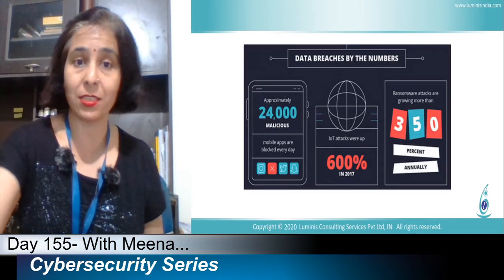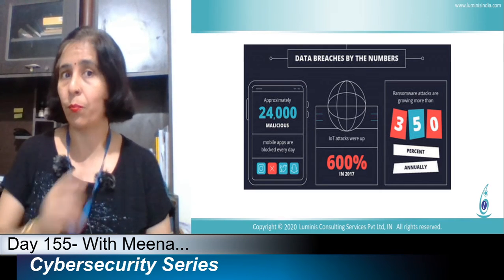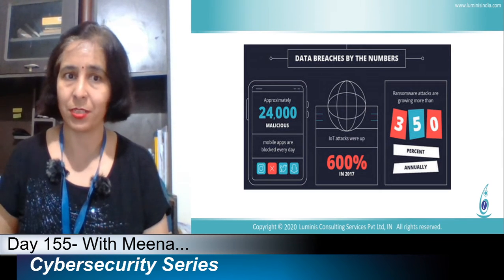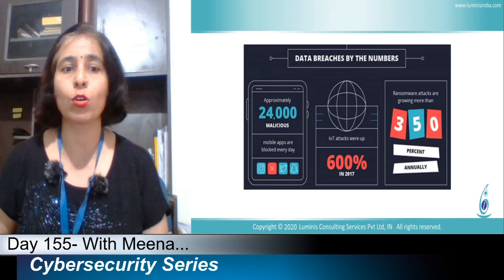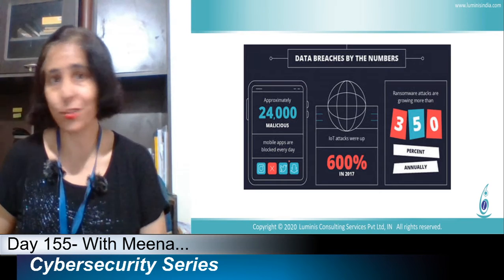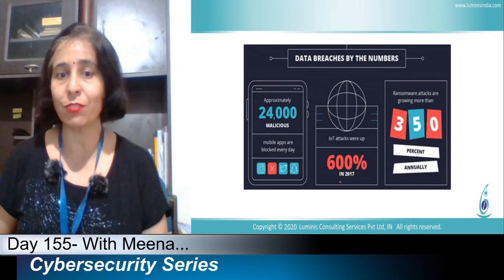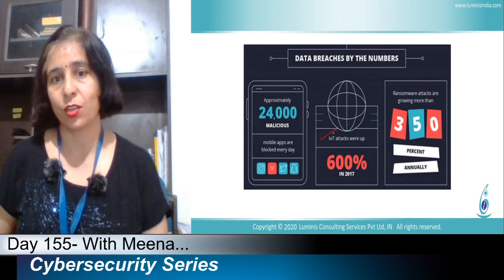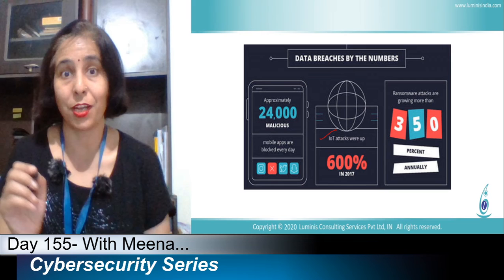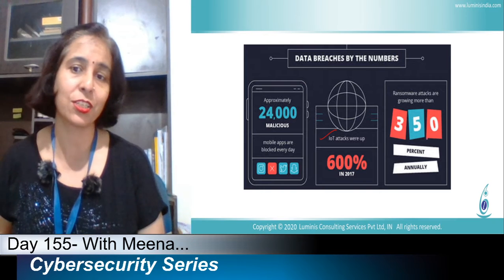So let's see why it is so crucial in our cyber security. Every day breaches are happening, and a large number of attacks are performed by cyber criminals. You can see here that 24,000 malicious mobile apps are blocked every day. It's not a small number, it's huge. And in 2017 the IoT attacks increased by 600%, and ransomware attacks grew 365%.